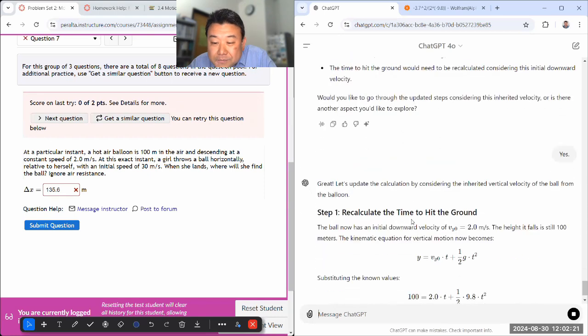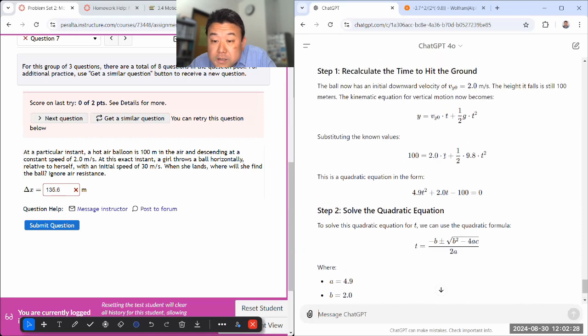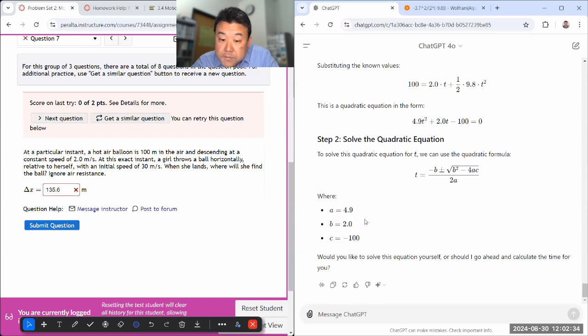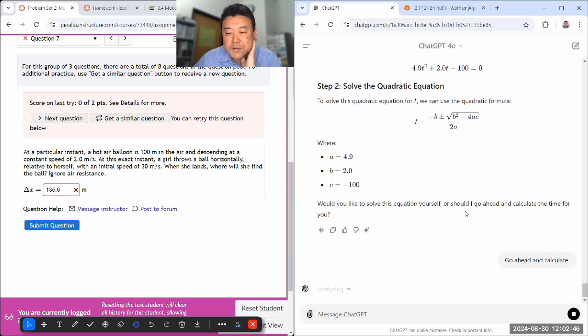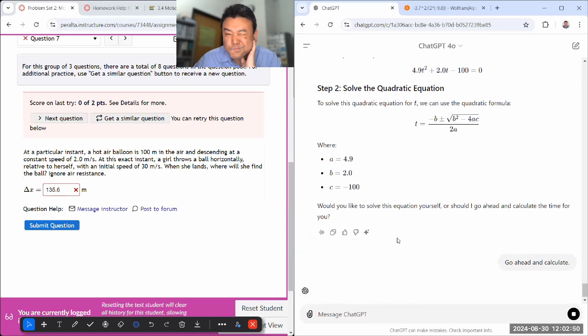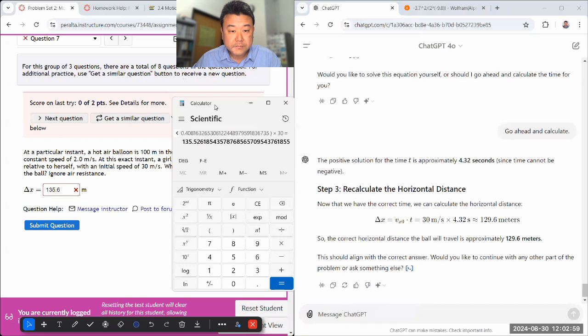And let me see if with this correction it'll correctly... No, oh, actually it might, because here the relative signs are correct. Inherited velocity is downward, gravity is downward. So I think this might actually be right. Go ahead and calculate. I just want to see if ChatGPT can get to the correct answer on its own. Oh, it's not going to take long. Might have been quicker for me to plug in the numbers myself. Okay, 4.32. Let's see. So I have 4.32 times... oh, it already did, 129.6.